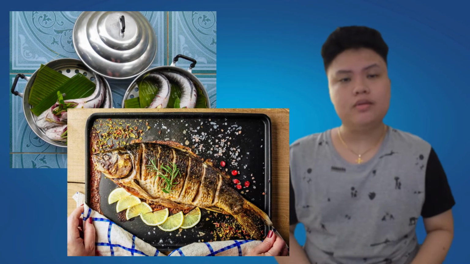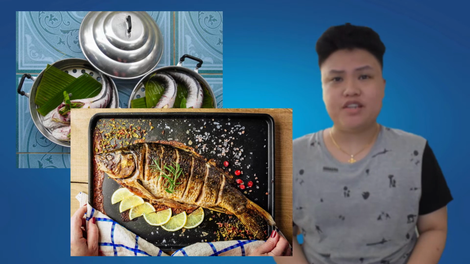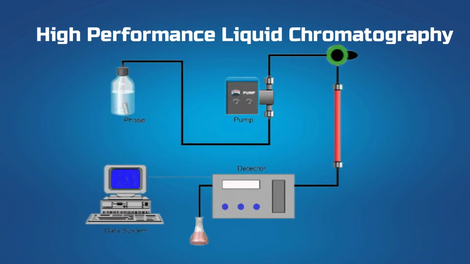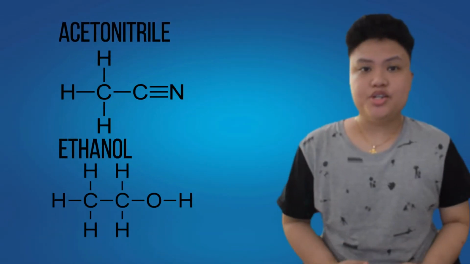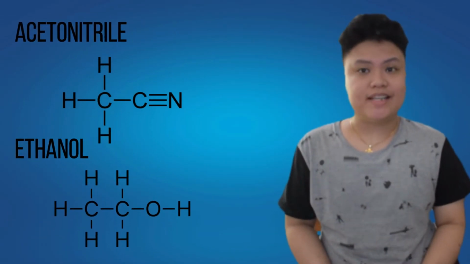Because fish is a key source of food for people throughout the world, this research is important because it developed a unique technique of identifying traces of volatile aldehydes using high-performance liquid chromatography in the form of 2,4-dinitrophenyl hydrazone derivatives. Acetonitrile and ethanol were used to conduct the technique.